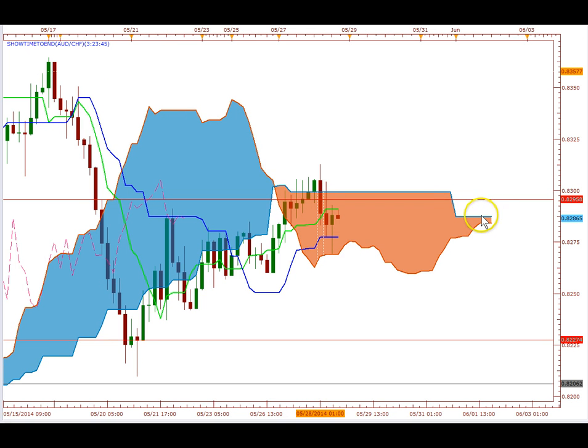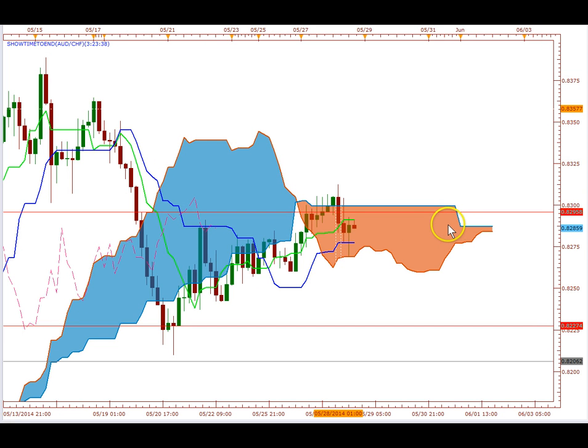All right, now that shows just areas of support and resistance. It's not going to tell you exactly where price is going to be at that time in the future, so don't get that twisted. Don't get that Kumo twist twisted.